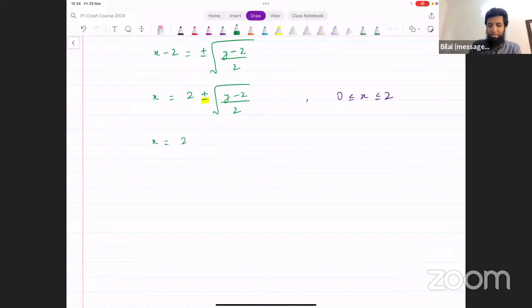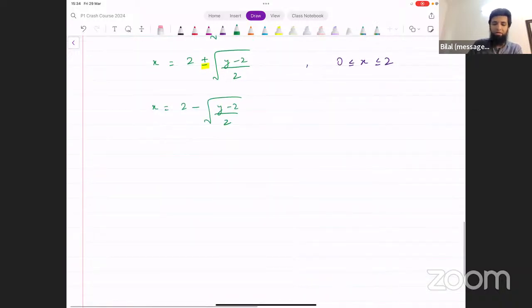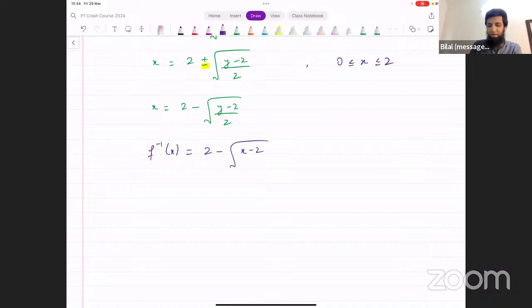And that gives us x equals 2 minus the square root of (y minus 2) over 2. Now you interchange the variables and write down the inverse function. You would say f inverse of x equals 2 minus the square root of (x minus 2) divided by 2. And that's the inverse function.